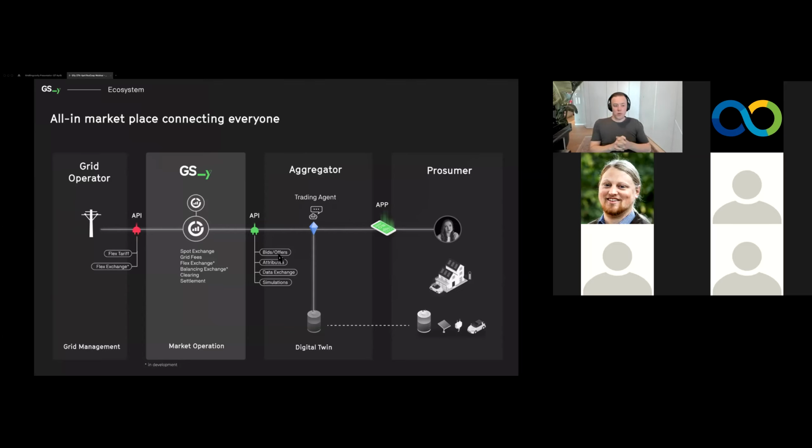But that's actually not all. We also have a bunch of friends, of which some are watching right now. For example, the company Rebase. They help our ecosystem to optimize and build trading agents, trading intelligence.